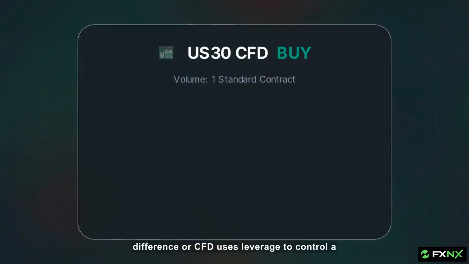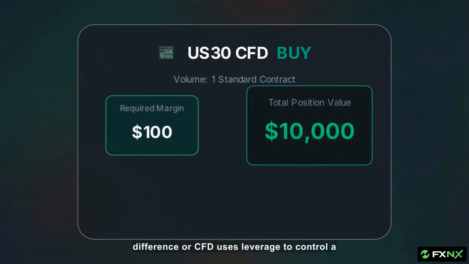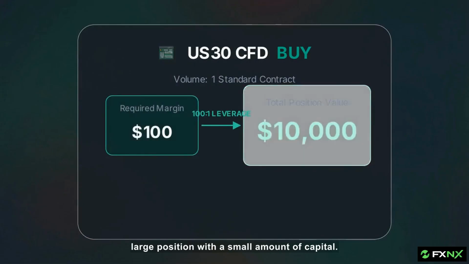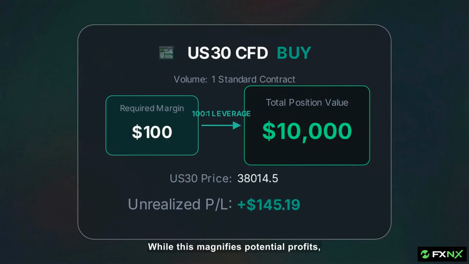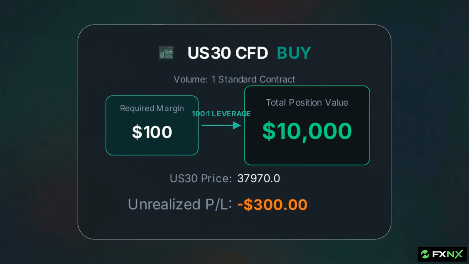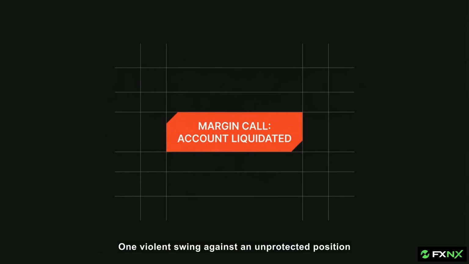Trading a contract for difference, or CFD, uses leverage to control a large position with a small amount of capital. While this magnifies potential profits, it multiplies losses with the exact same speed. One violent swing against an unprotected position will instantly wipe out an account.